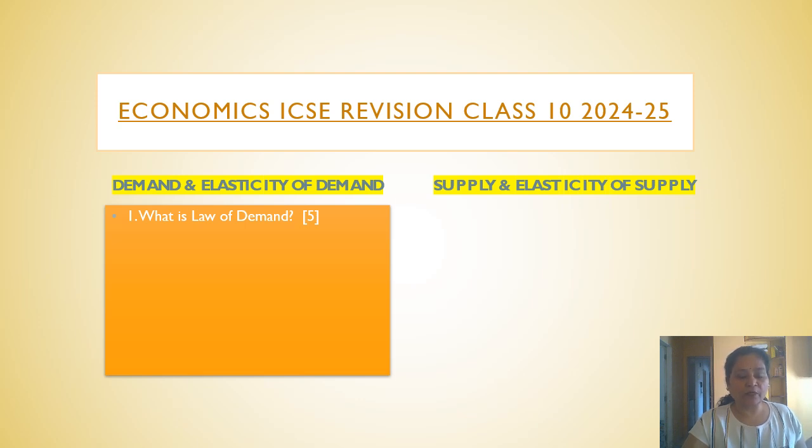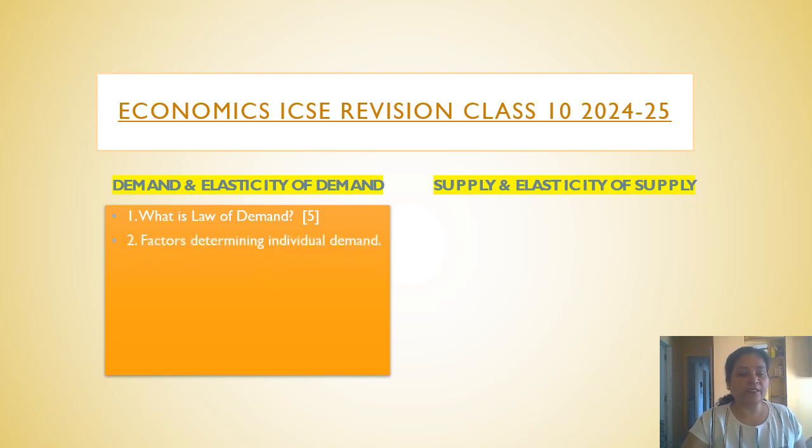That will be for 1 mark, and then you'll be drawing a hypothetical schedule for this, and then a diagrammatic presentation. So you have 1 mark for what is law of demand, 1 mark for your schedule, and almost 3 marks for the diagrammatic presentation, the diagram of demand. So this particular question will be for 5 marks.